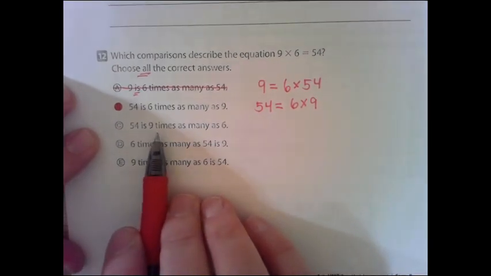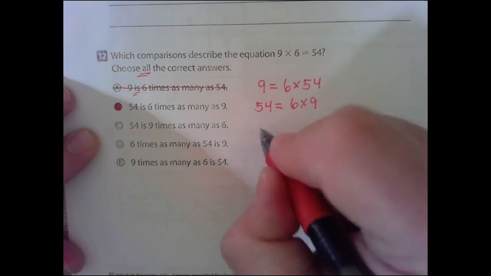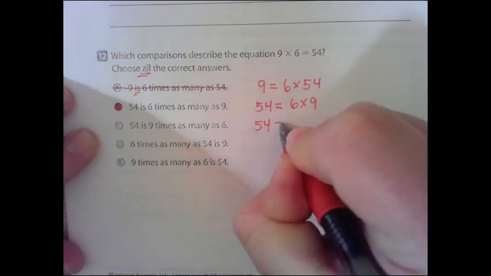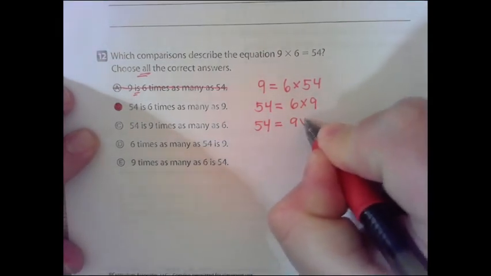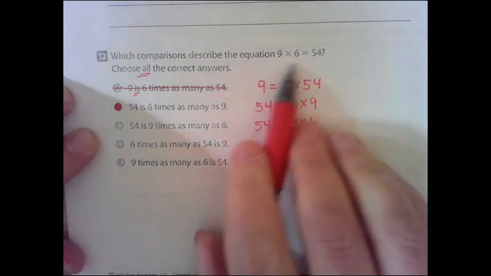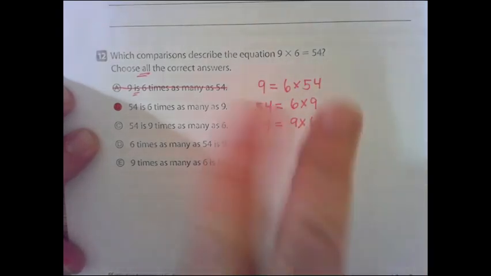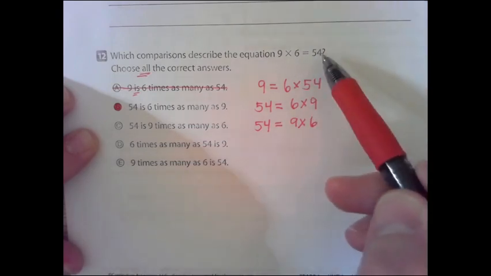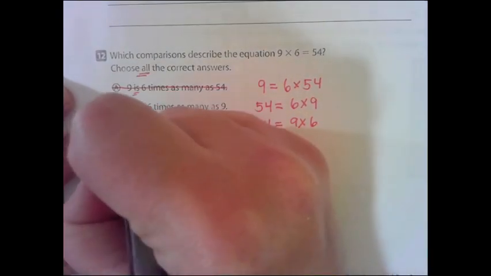C: 54 is 9 times as many as 6. And yeah, that looks just like the last one, except we flip-flopped it and put the 54 first. So that one is also correct.